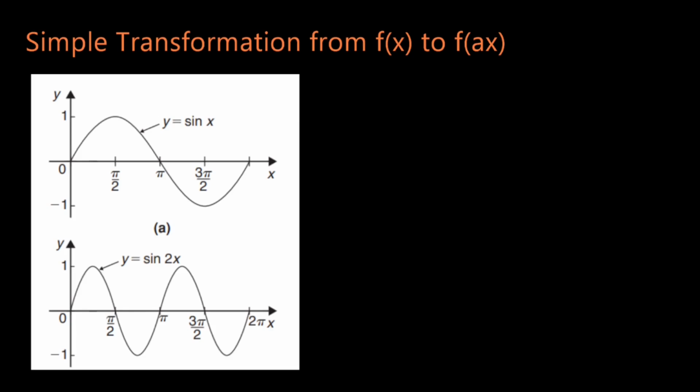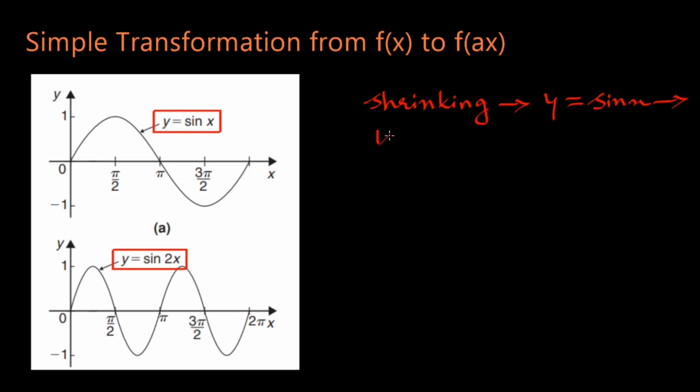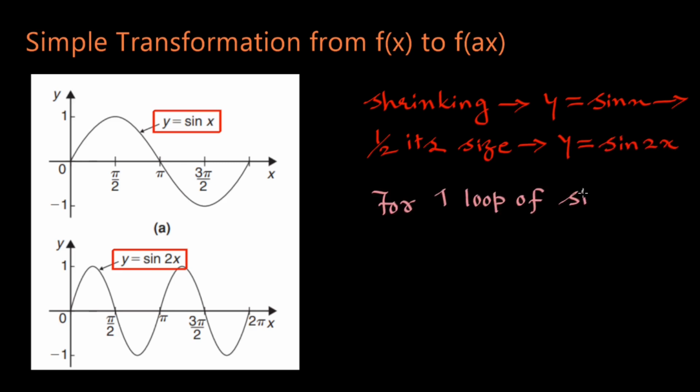Simple transformation of y = sin x to y = sin 2x can be obtained by shrinking the graph of y = sin x to half its size for the graph y = sin 2x. Therefore, one loop of the curve sin x is transformed to two loops of the curve sin 2x.